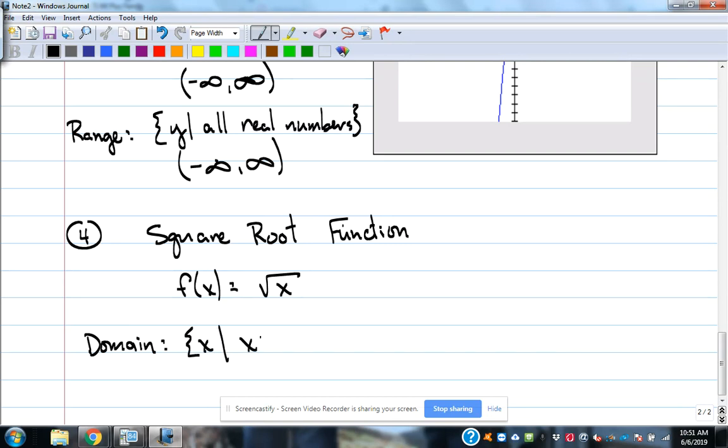This would be all x's as long as x is greater than or equal to 0. That's the basic graph. If there was something else inside of there, we would know how to solve that. So our domain would be bracket 0, infinity, parenthesis. That's the interval notation for the domain there.